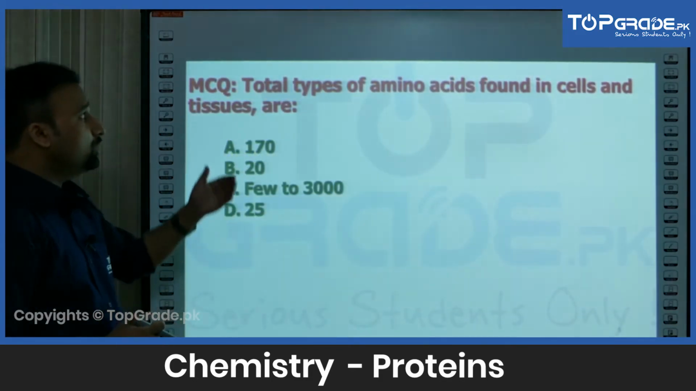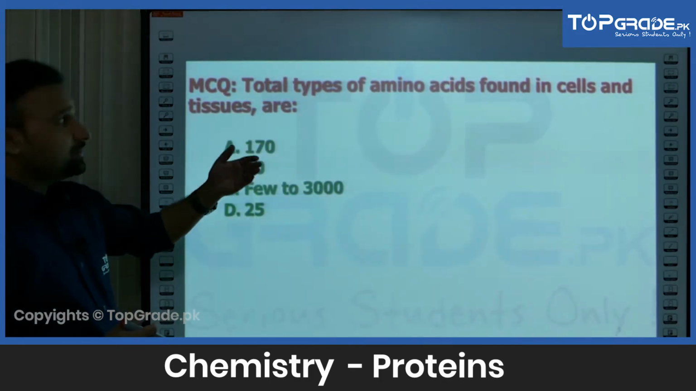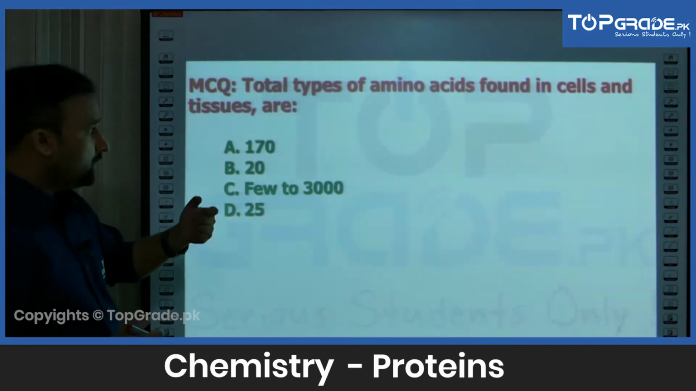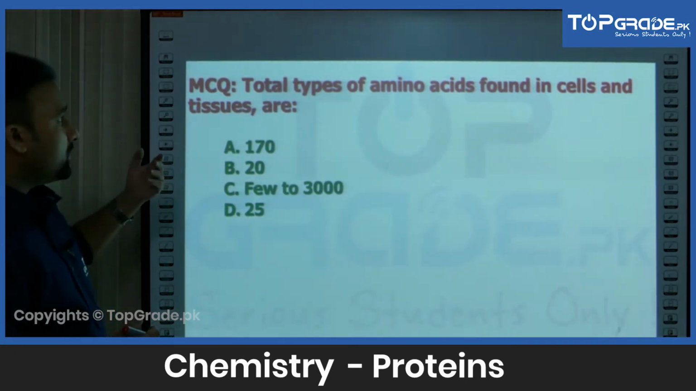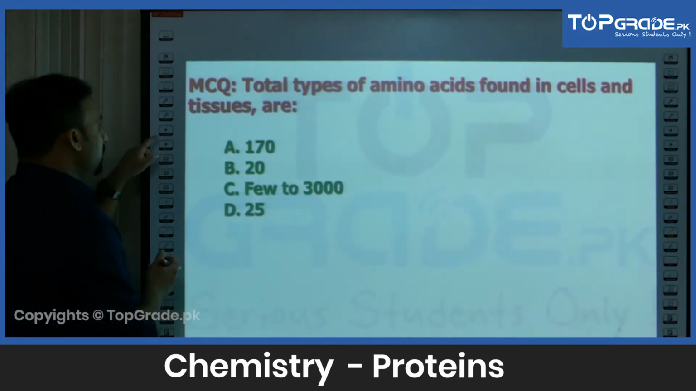I've got a question for you. Total types of amino acids found in cells and tissues are, right? So total types of amino acids जो कि cells या tissues में आपको मिलेंगे, इसका आंसर क्या होगा?